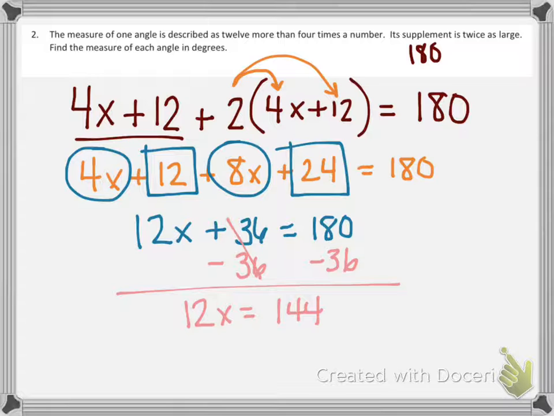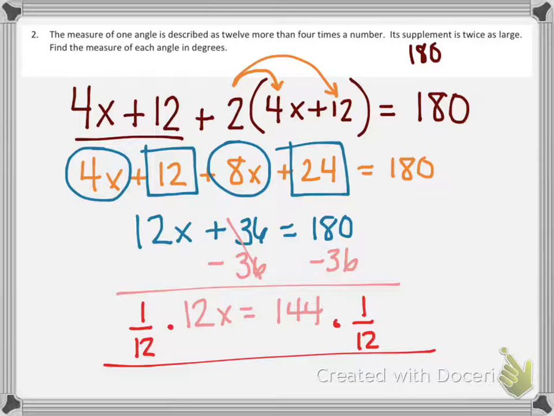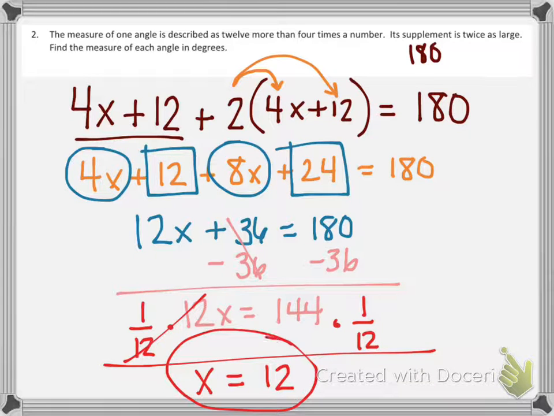And then finally, we can isolate the variable by multiplying by the reciprocal of 12, which is 1/12. And that gives me the 12s cancel. I get x equals 144 divided by 12, which is 12. So x equals 12. That's our unknown number.